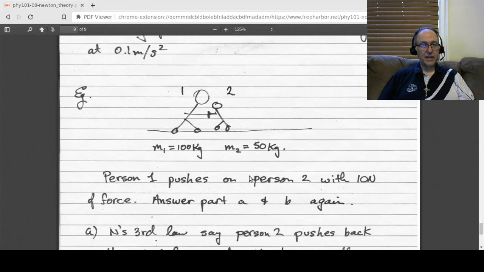Here's where the intuition gets a little messed up. Okay, it's when the two objects are not the same size. So here I have person number 1 has 100 kilogram mass, and person number 2 is like 50 kilograms. Okay, so person 2 is half the size of person 1, say a child and an adult here, like that. Okay, so person number 1 pushes on person number 2 with a 10 newton force. Same situation. So person number 1 is still pushing just as hard. Okay, and I want to ask the question: how hard does person number 2 push back on person number 1?